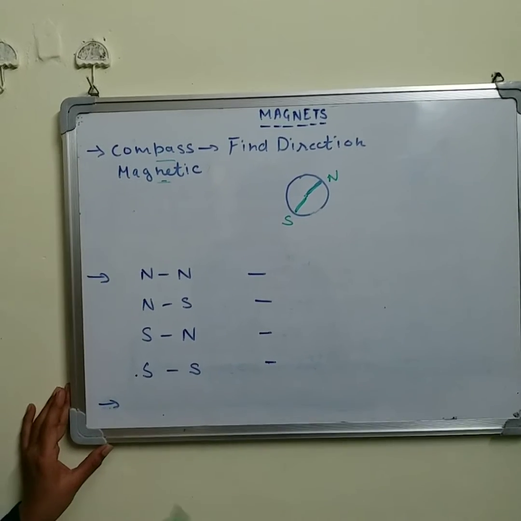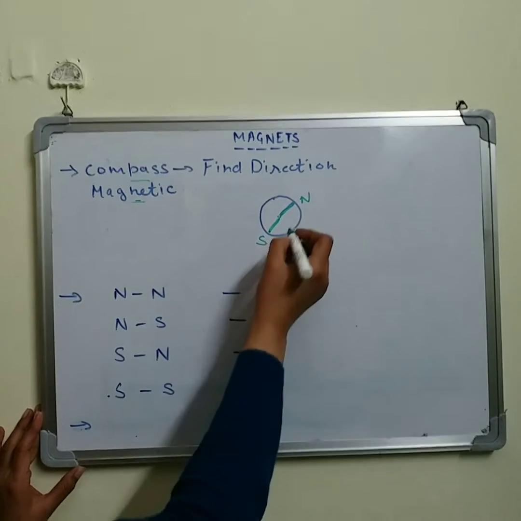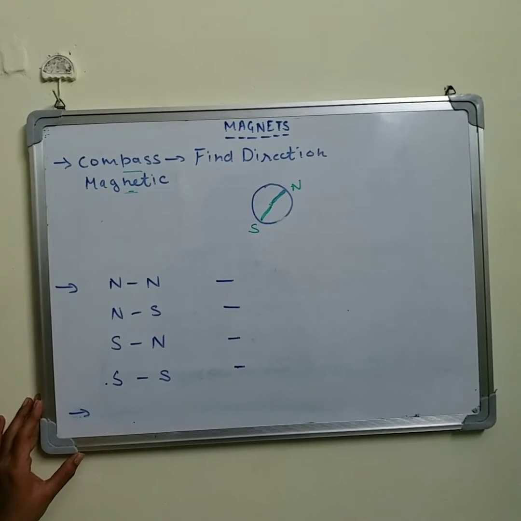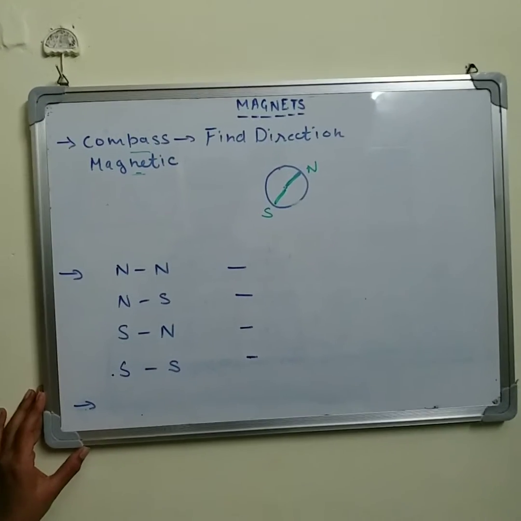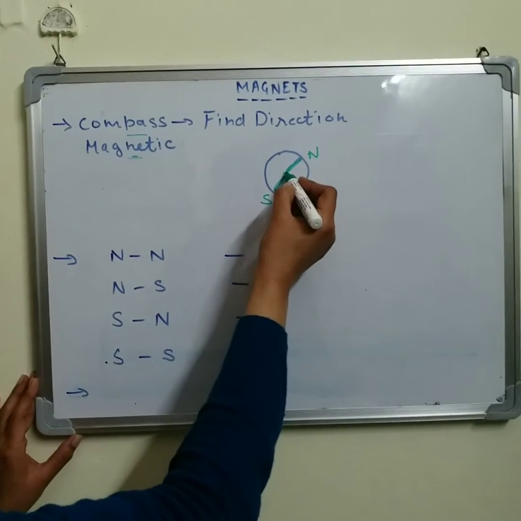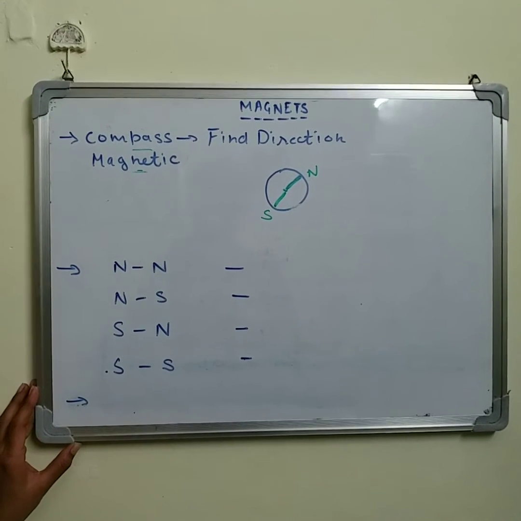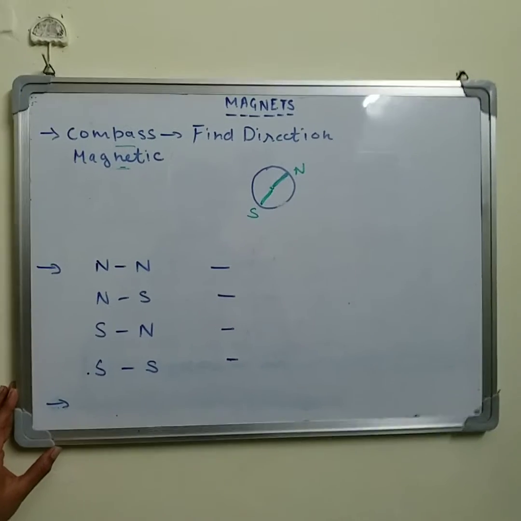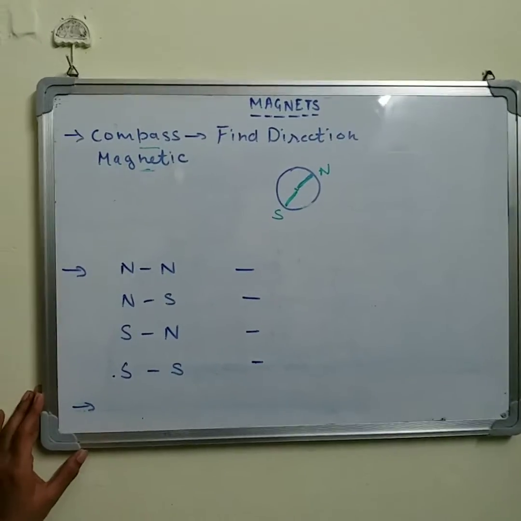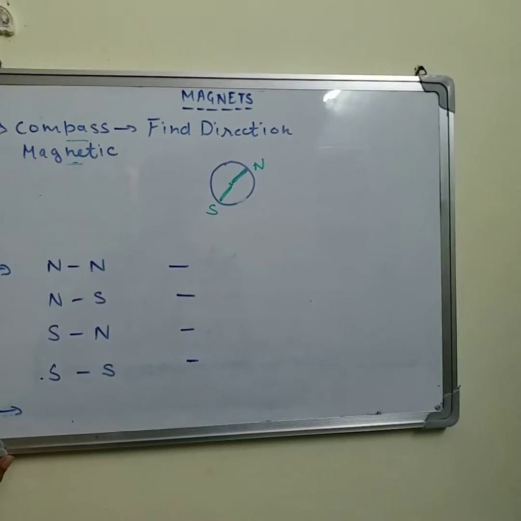When we have to find the direction, we place the magnetic compass at that place and let it come to rest without any disturbance. After some time, when the magnetic needle comes to rest, it will show the north and south direction. So with the help of a magnetic compass, we can easily find the directions. Now, there's a next problem for you.